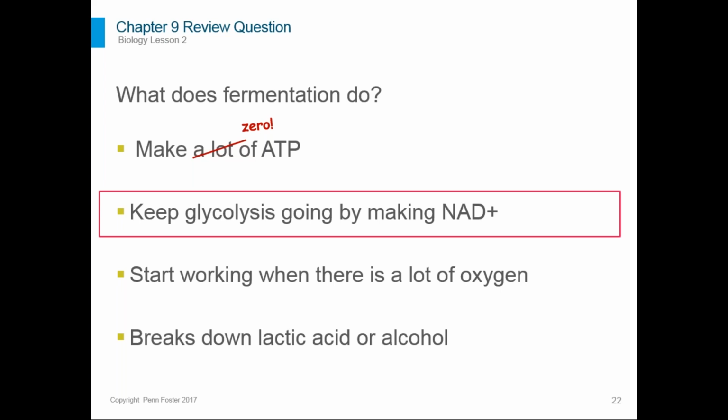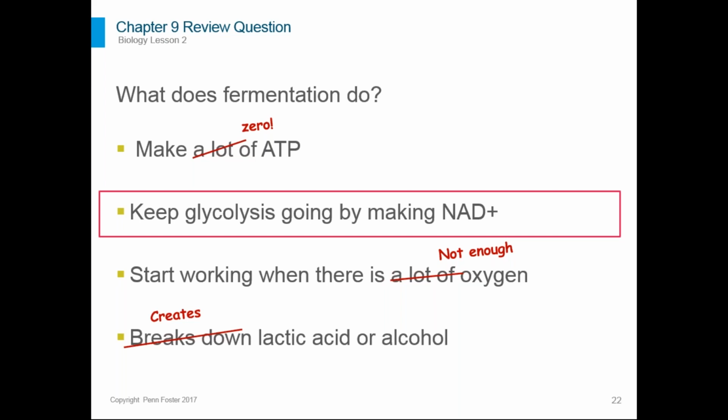glycolysis can keep going. And our last options, does fermentation start working when there's a lot of oxygen? No, it works when there is not enough oxygen. It's an alternative that we can use when there's no oxygen. And does it break down lactic acid or alcohol? No, that's what it creates.